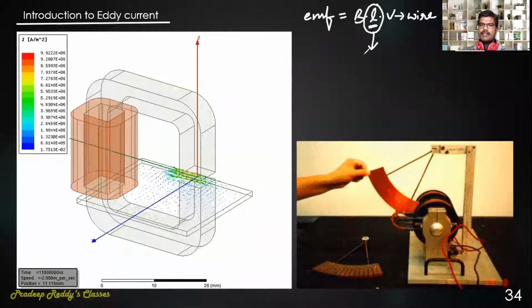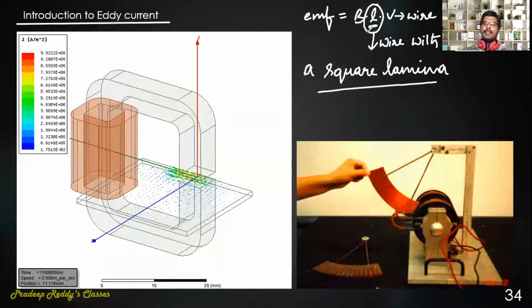If you replace this wire with a square lamina, what happens if you are introducing, instead of wire, a square lamina, and if you move that square lamina in an external magnetic field, what would happen?